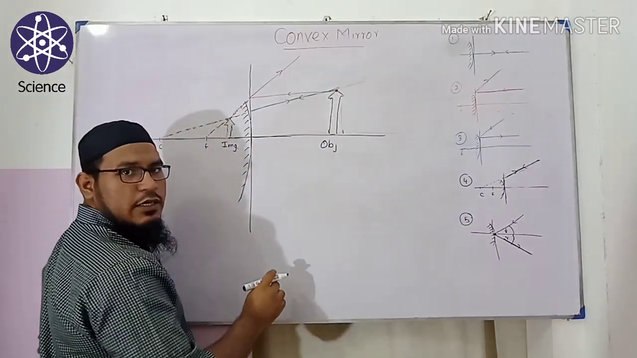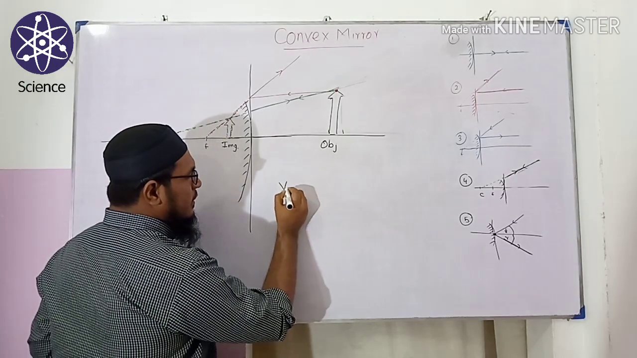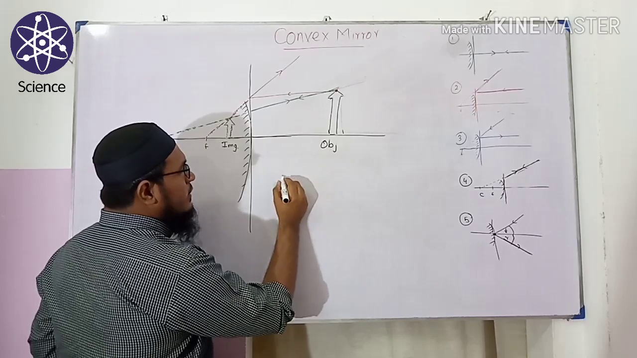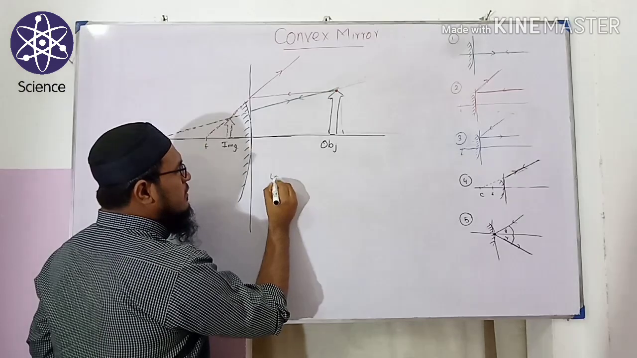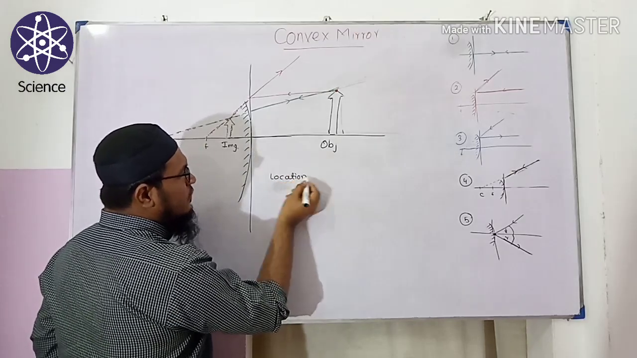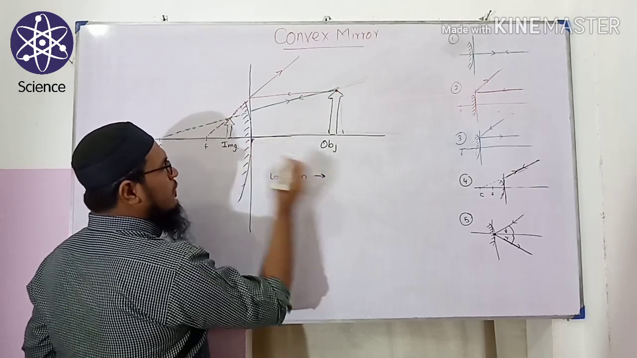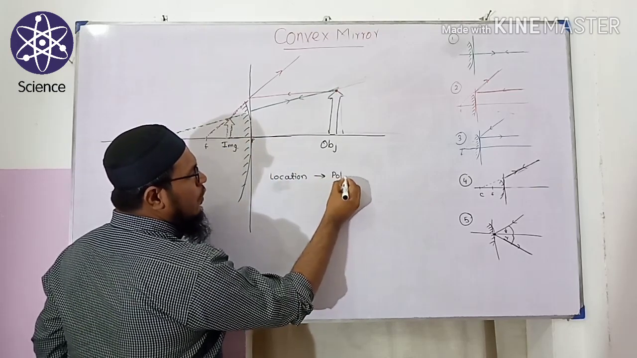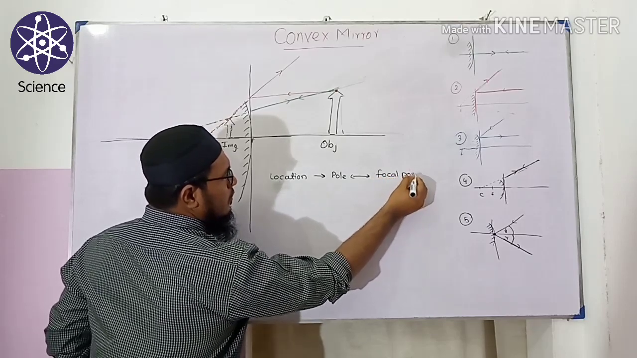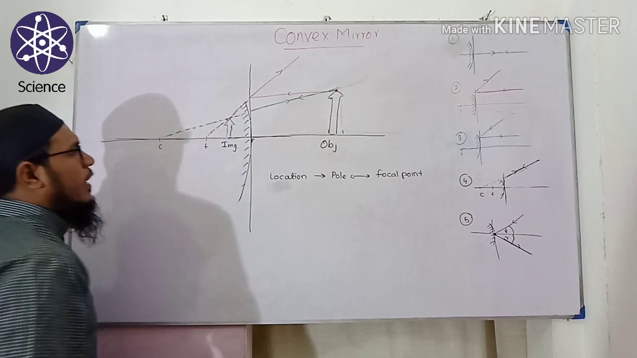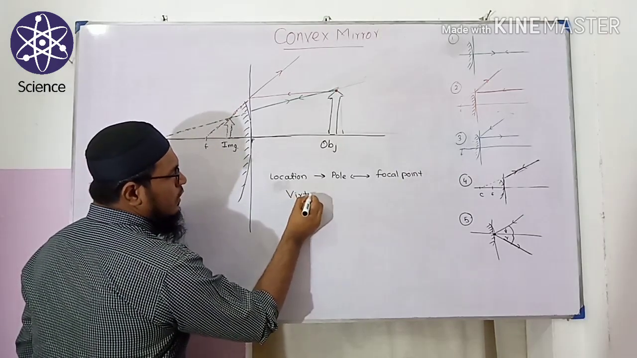So what about the characteristics of the image? Yes, the first characteristic is the location. Location of the image is always in between the pole and the focal point. In between pole and focal point. And the second one, the character of the image, it is a virtual image.